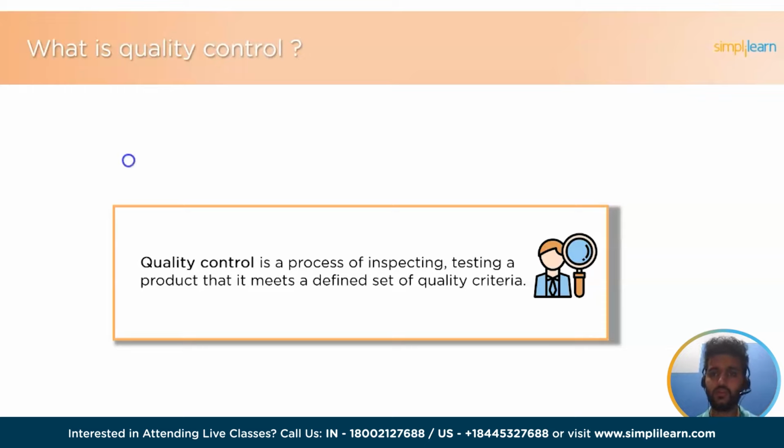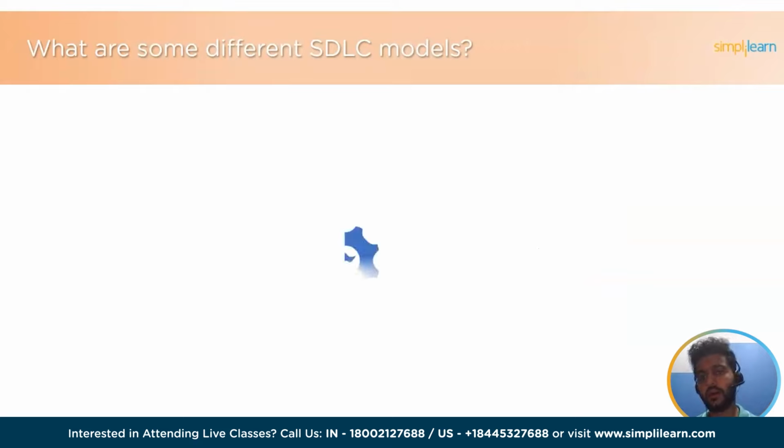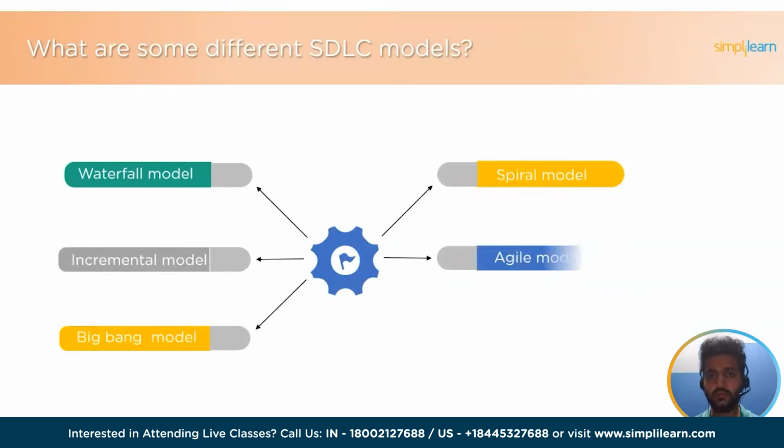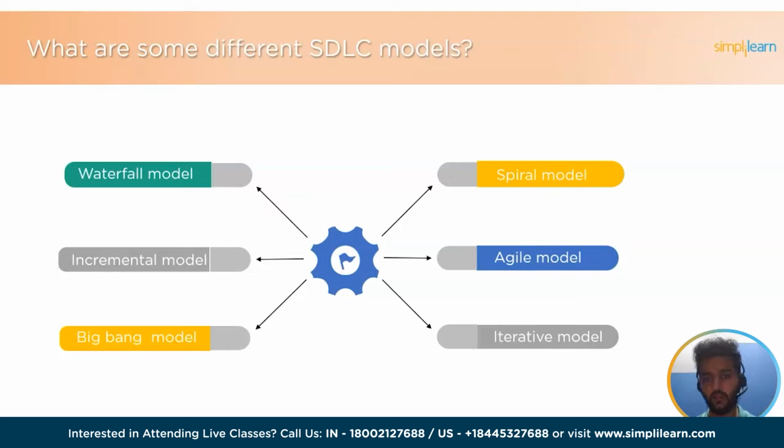Now coming to question number 14, which is what are some different SDLC models? First is the waterfall model, spiral model, incremental model, agile model, big bang model, and iterative model. So these are various SDLC models that you must know if you're preparing for a software developer interview.